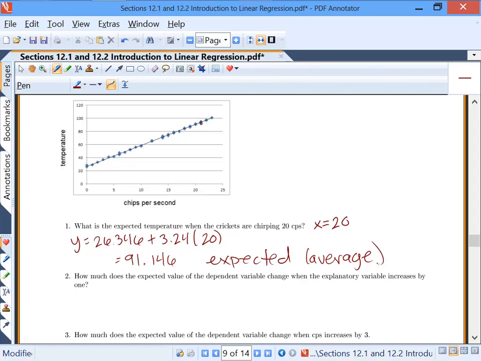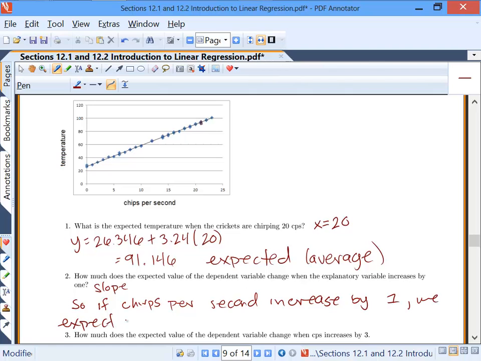What about how much the expected value of the dependent variable, that's temperature, changes when the explanatory variable increases by 1? What does that sound like it's asking for? The slope. So if chirps per second increase by 1, we expect temperature to increase by what? What is my actual slope?